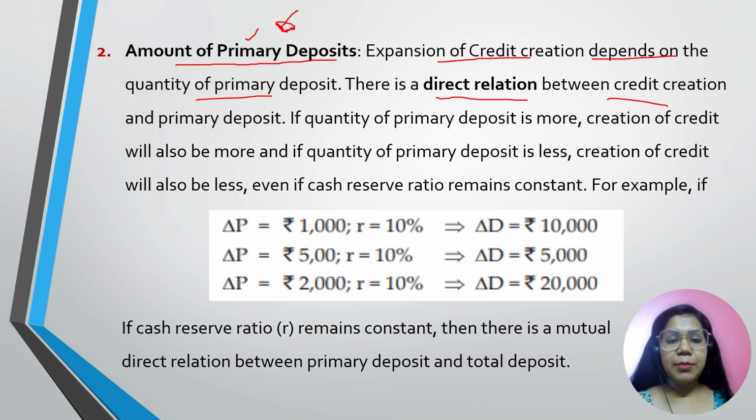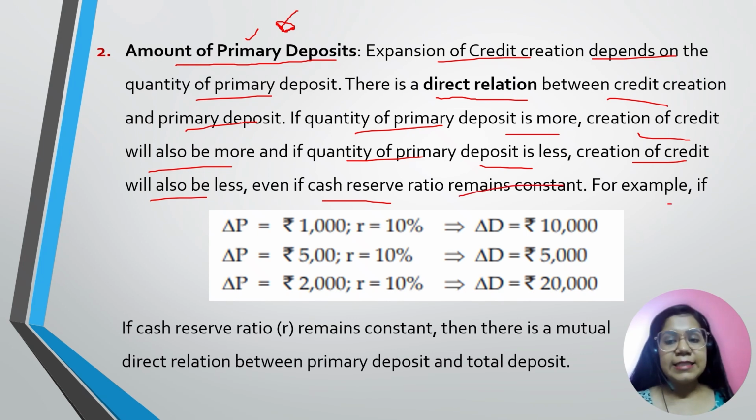That means if the quantity of primary deposit is more, the creation of credit will also be more. And if the quantity of primary deposit is less, then the creation of credit will also be less, even if the cash reserve ratio remains constant. Let's see it from an example.